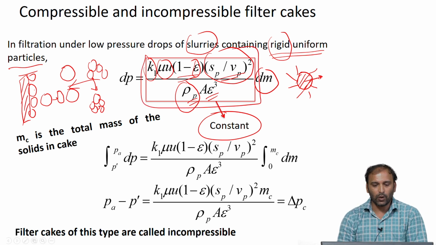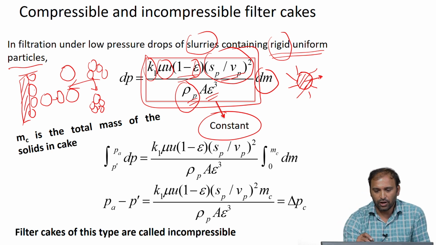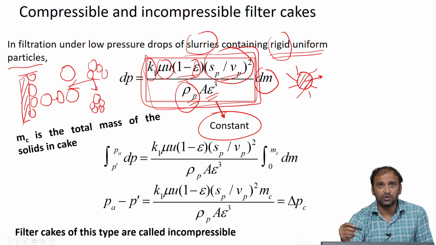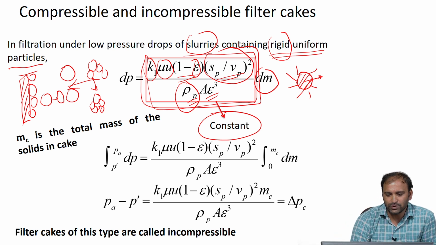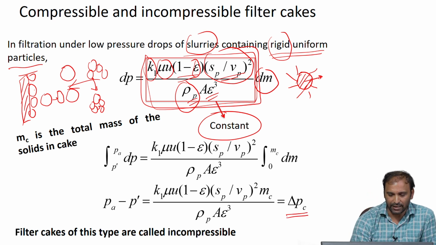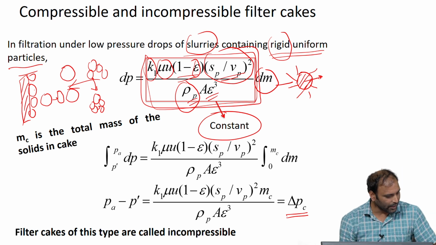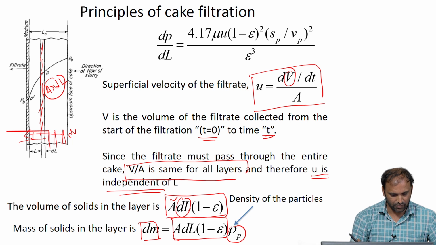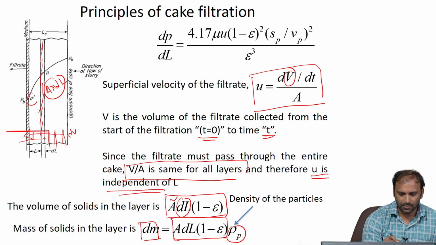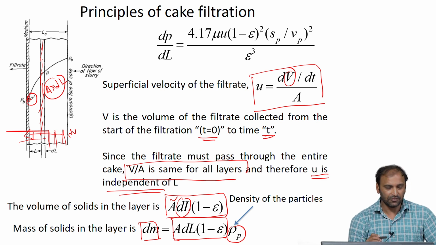However, if you are working with slurries which contain rigid particles which do not deform during the course of filtration, I can assume all these terms could be constant. Therefore what I can do is get an expression for the pressure drop across the filter cake just by integrating this equation, starting from, so if I go back to the right, P prime is the pressure at the filter medium, right.